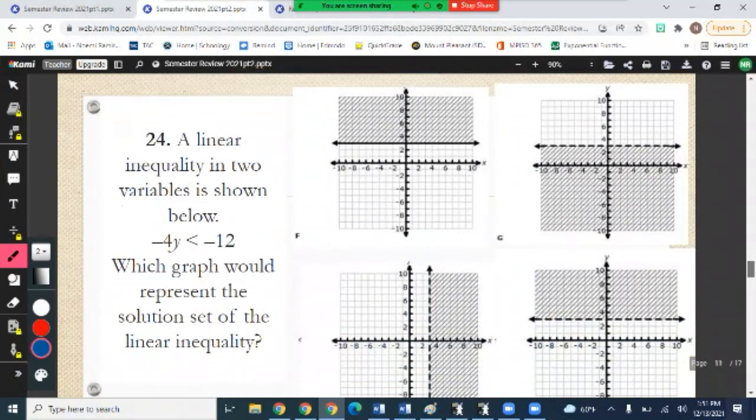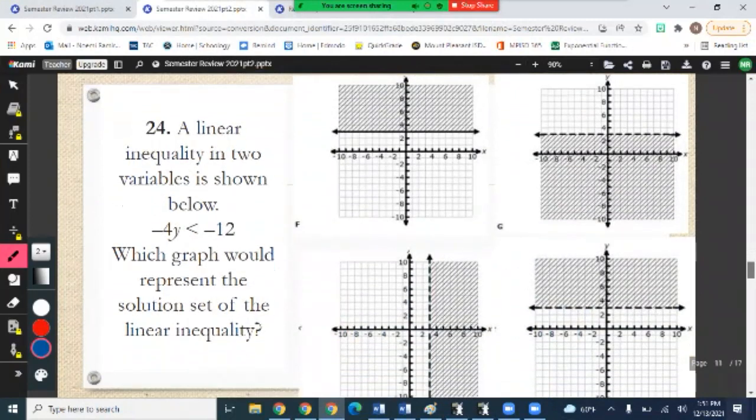All right, next. There is one answer choice that you can eliminate right off the bat, even if you don't know how to solve equations or inequalities. Which one would it be? Just F. Why F though? It's not underlined, so it should be a dotted line. Hold on. All 3 of those are dotted.